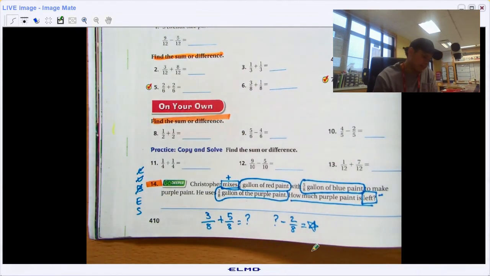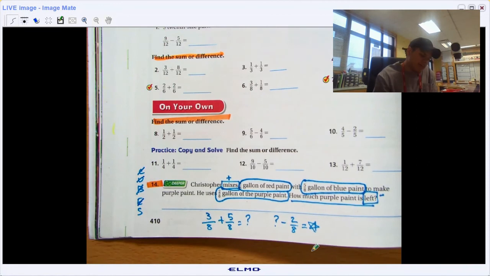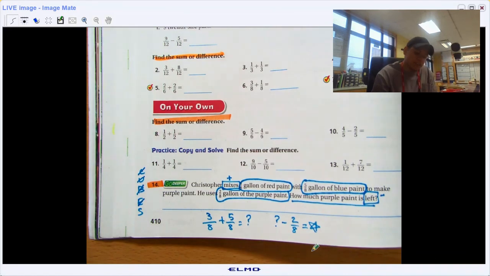Okay, so as you can see right here, uses is another word that could have helped me. With is another word that could have helped me. I know that I need to add and then subtract. Now that I've thought about that, I can go ahead and solve it. So you have 3/8 plus 5/8, and that is going to equal 7/8.